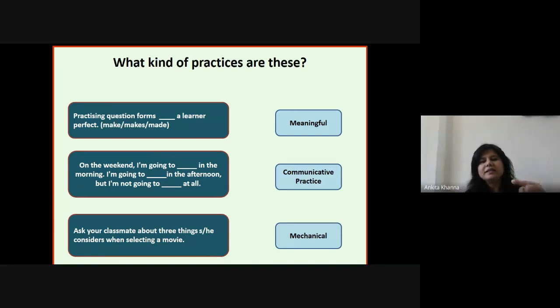So you can see that there are three kinds of questions that you generally see in English language learning classrooms. The first one is: practicing question forms dash a learner perfect. The second one is: on the weekend, I am going to dash in the morning, I am going to dash in the afternoon, but I am not going to dash at all. And the third kind of question is: ask your classmate about three things she considers when selecting a movie.